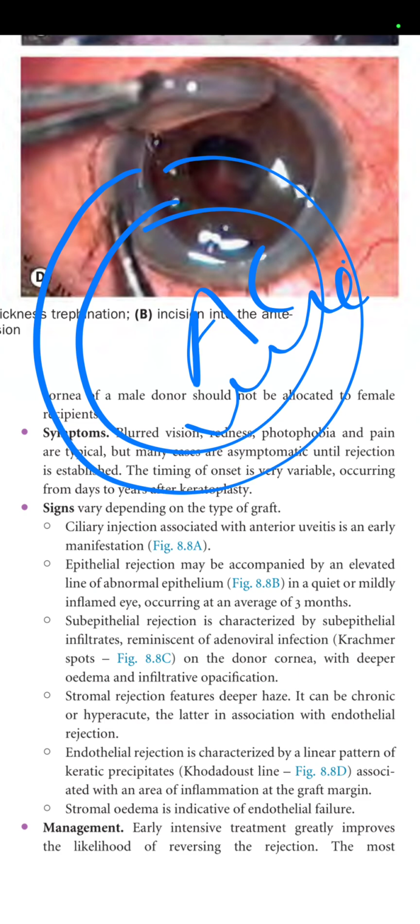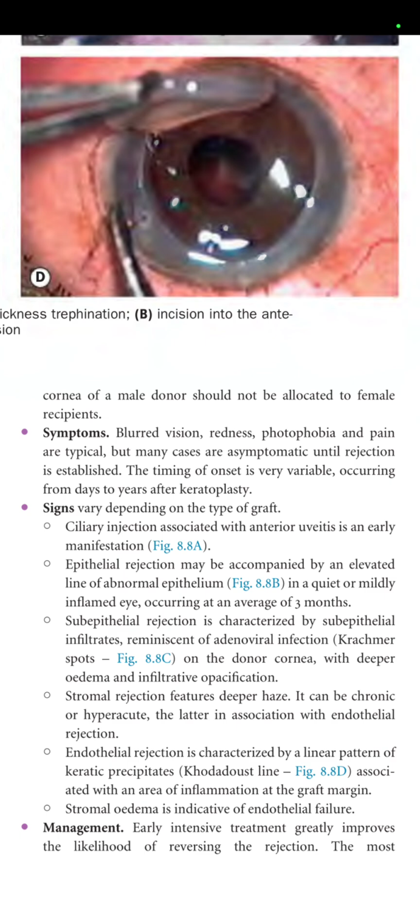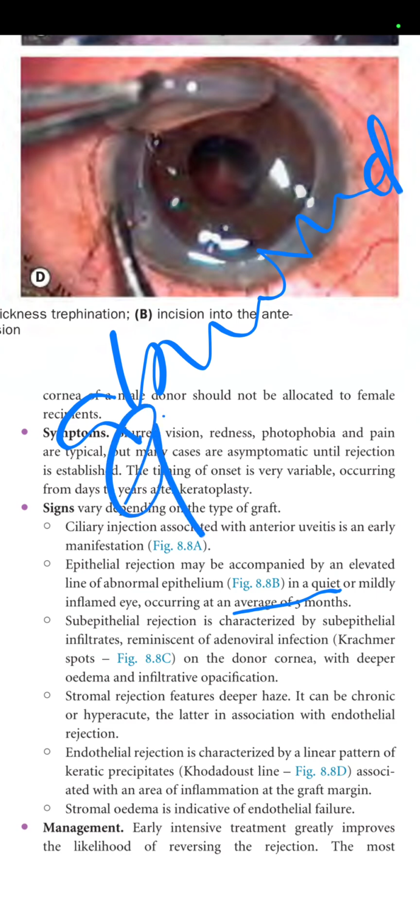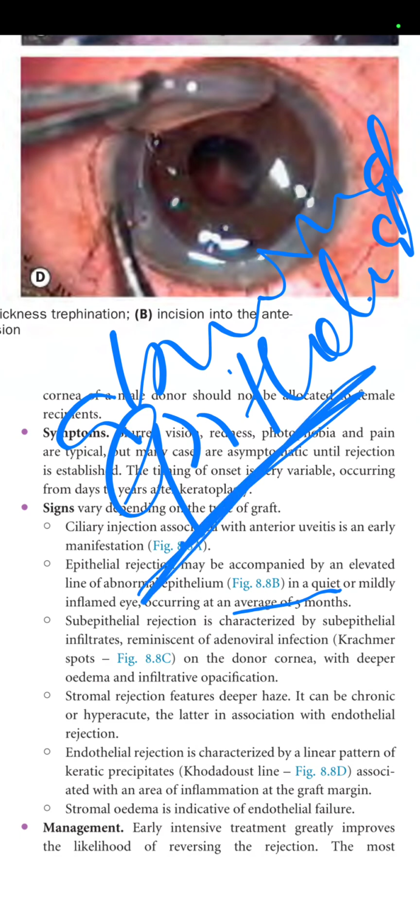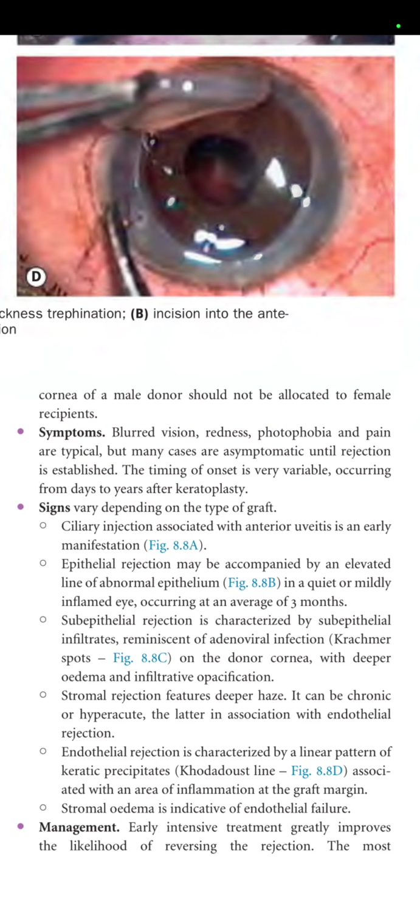Epithelial rejection may be accompanied by an elevated line of abnormal epithelium in a quiet or mildly inflamed eye, occurring at an average of 3 months. So after 3 months, usually there will be the abnormal epithelial line. So these are rejection.